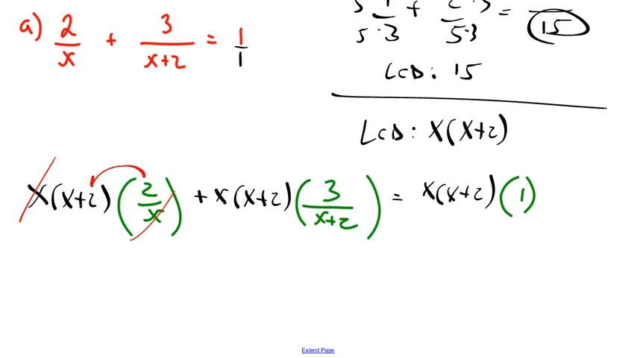So let's go ahead and do the distributive property. So 2 times x is 2x. 2 times 2 is plus 4. Do you notice what happened to the problem? The denominators are gone. We were able to eliminate the denominator. Basically, there's no longer a fraction by multiplying by the LCD.